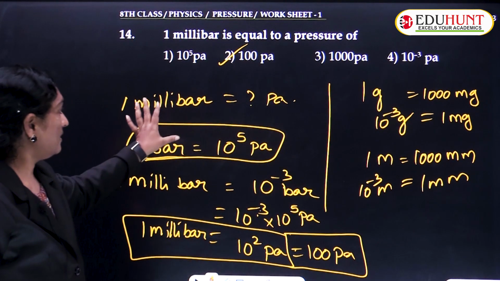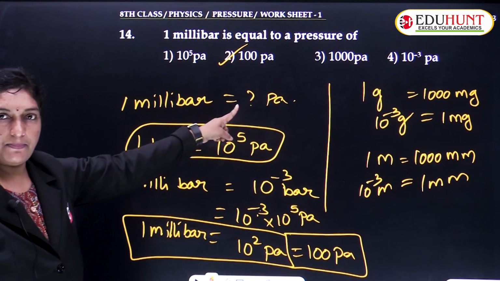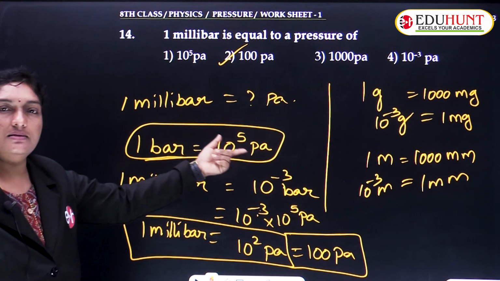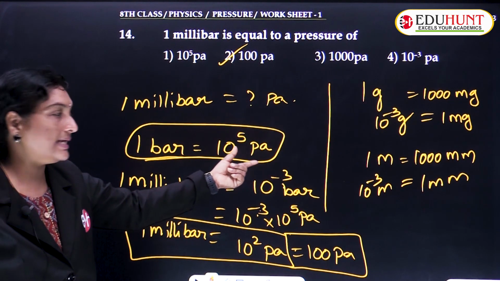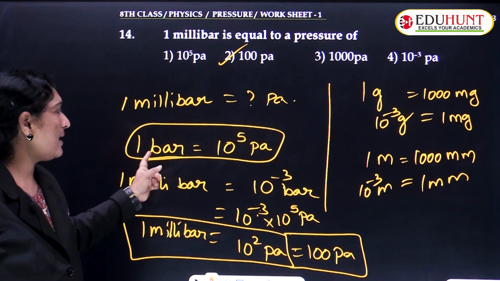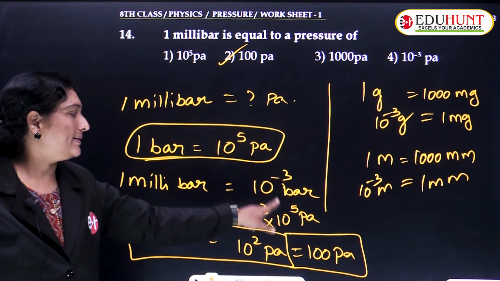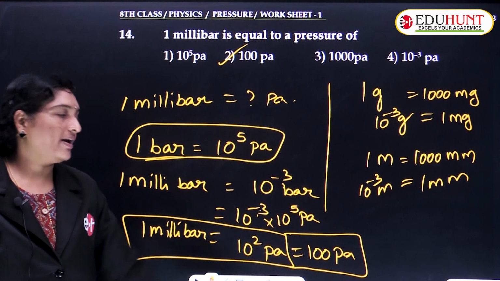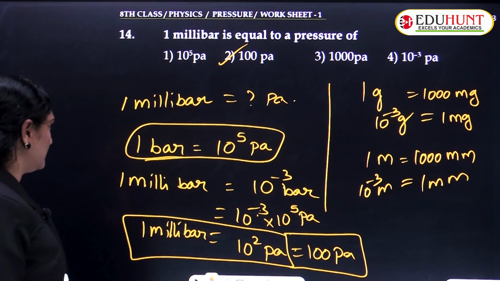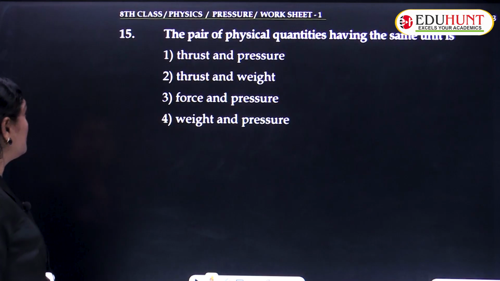Okay. So, millibar you have to convert into Pascals. As we know, 1 bar is 10 power 5 Pascals and 1 millibar must be equal to 10 power minus 3 bars, but 1 bar can be replaced with 10 power 5 and simplified you will get 100 Pascals. So, look at the next question, children.